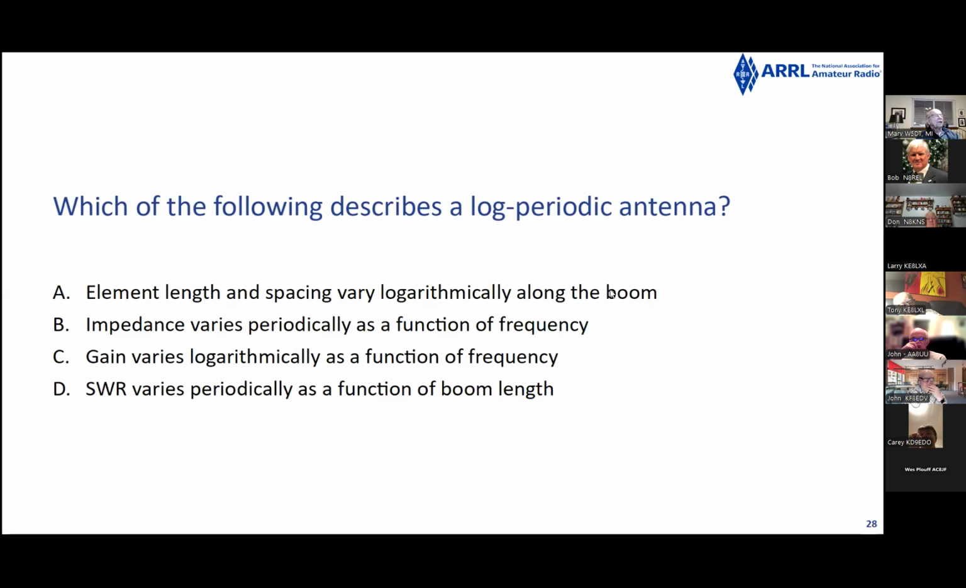Which of the following describes a long periodic antenna? Element length and spacing vary logarithmically along the boom. Impedance varies periodically as a function of frequency. Gain varies logarithmically as a function of frequency. SWR varies periodically as a function of boom length. It's either A or C. I'm going to go with A. Yeah, element length and spacing vary logarithmically along the boom.